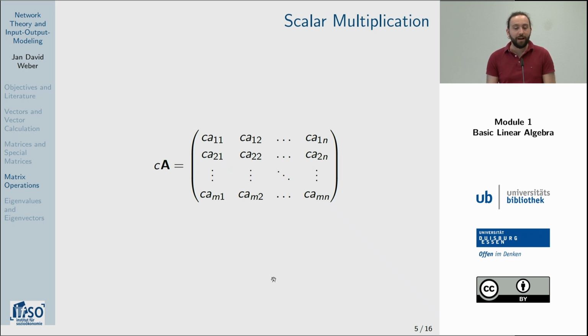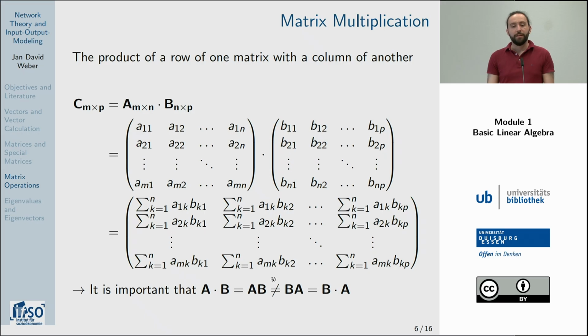Don't worry. Scalar multiplication: same as in a vector. You have a number, you multiply it with a matrix. Every element in this matrix is multiplied with the scalar. You scale the matrix. So now we're getting messy.